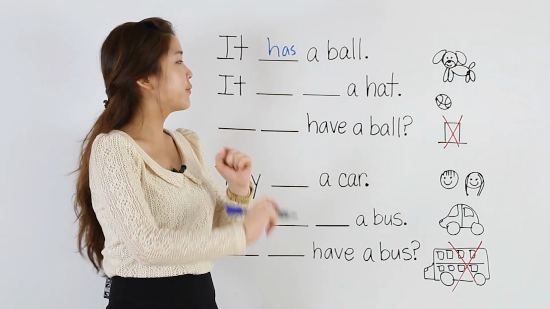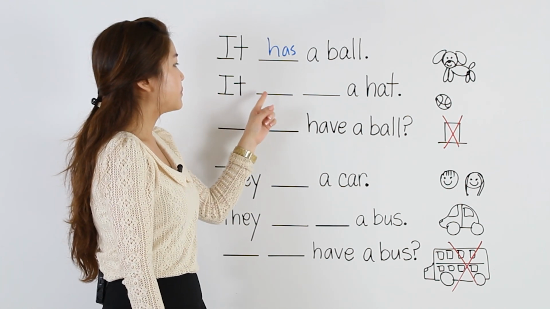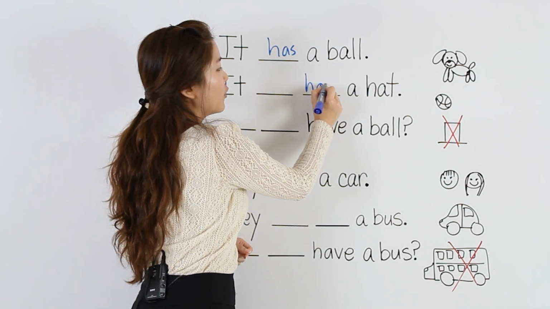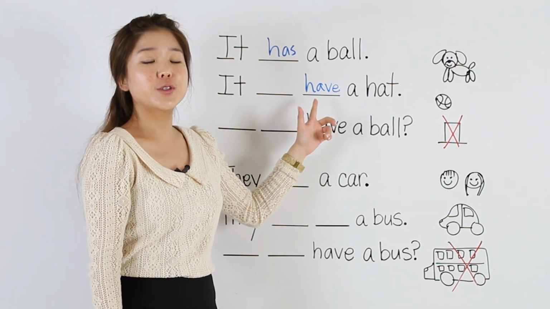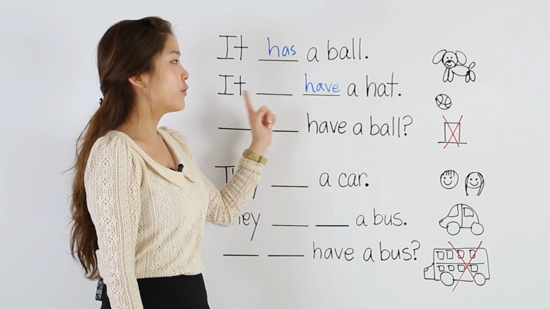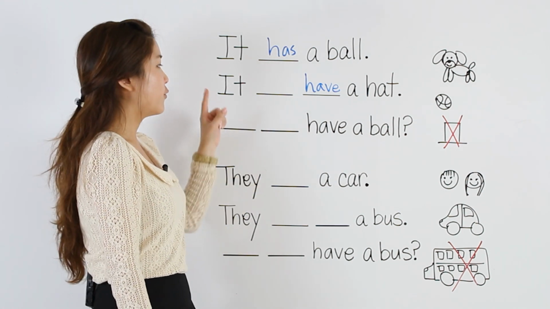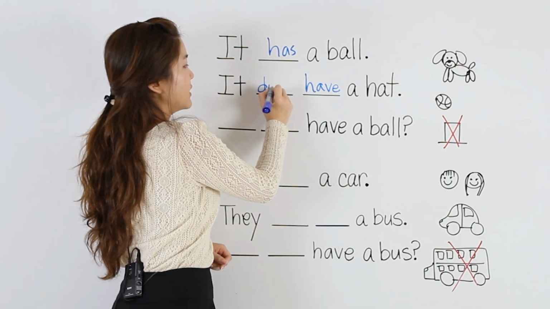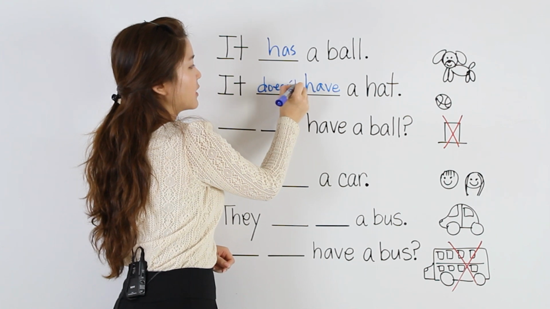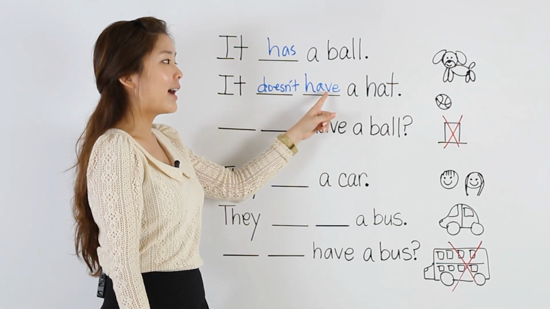It has a ball. Now, there's a hat, but it says no. It's negative. So it, remember, for negatives, we always use have. But what goes in the front? Doesn't or don't. For it, we say doesn't. It doesn't have a hat.